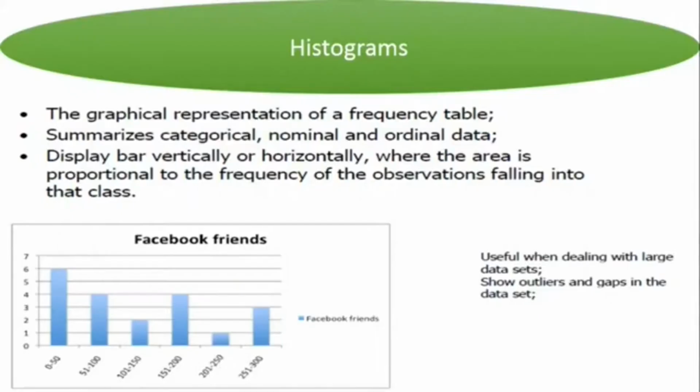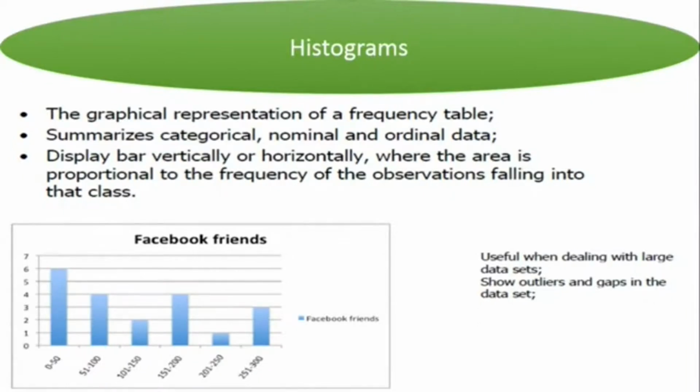Another way of representing data is a histogram. A histogram is a little bit different from a bar graph in the way that in a bar graph you only need your data to be categorical. In a histogram you need your data to be categorical, nominal and ordinal. That's the particularity of using a histogram. So you need to have categorical data. The other condition is that your data needs to be nominal and ordinal. So the histogram is the graphic representation of a frequency table.